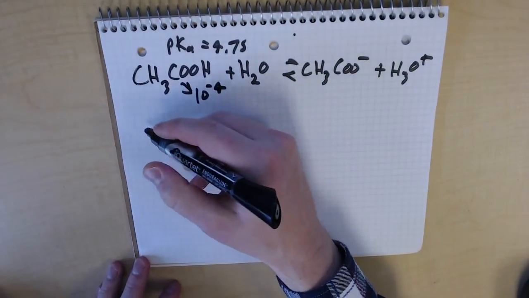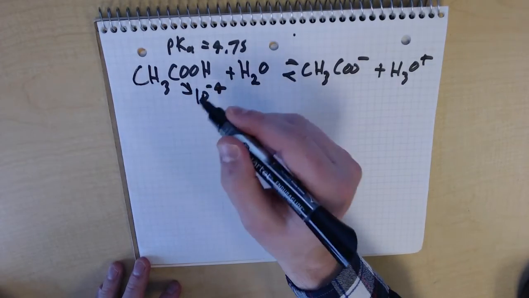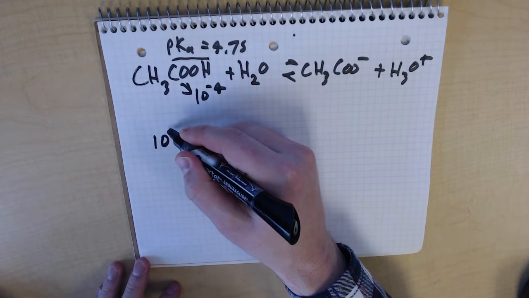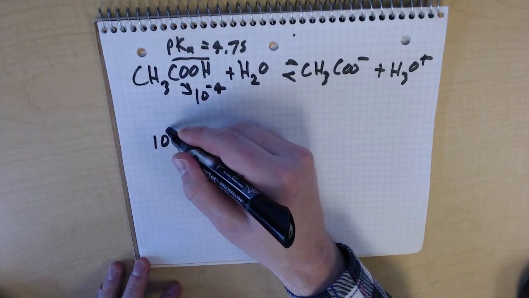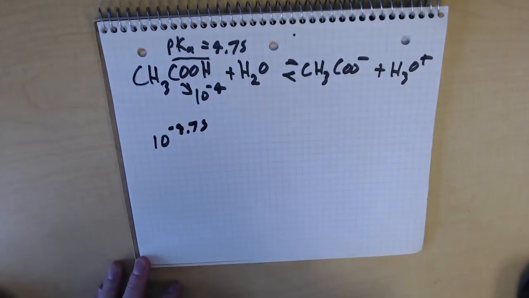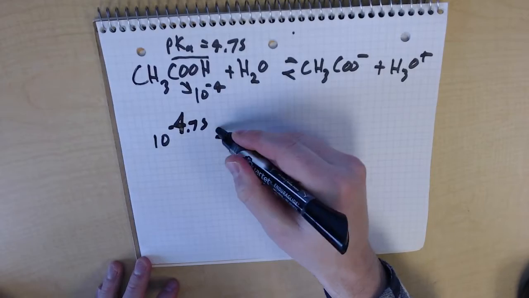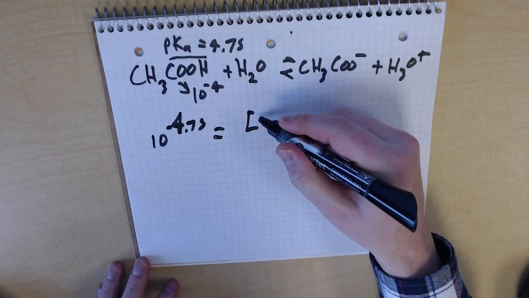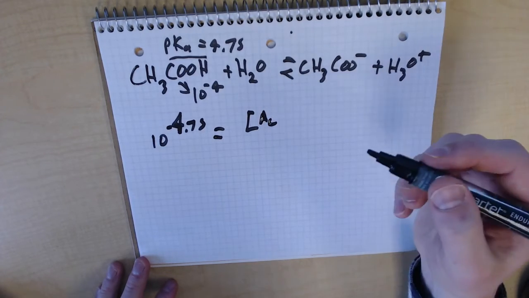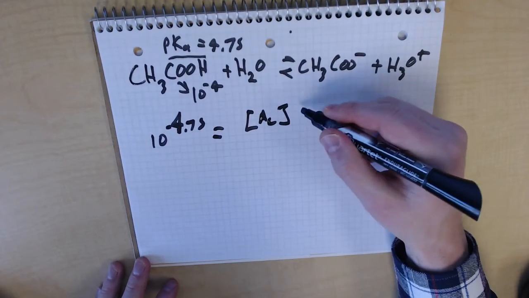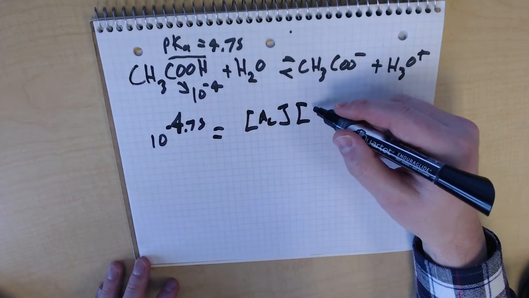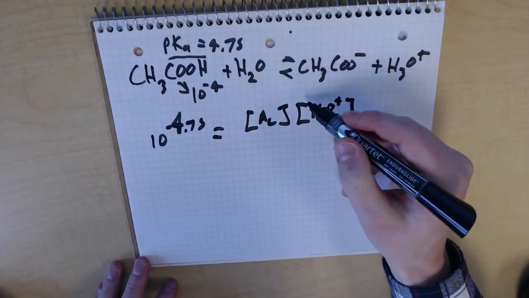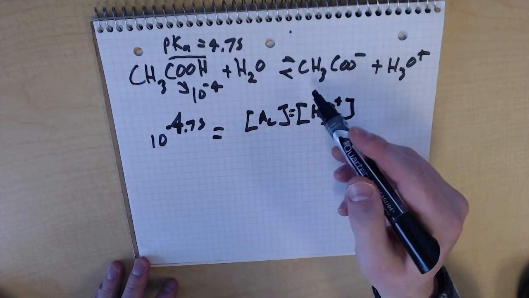Okay, and so now we are just going to plug those into our Ka values. So again, pKa is just the log, so we're going to raise that to the 10th power to get the actual Ka. So that's 10 to the negative 4.75. That equals the concentration of acetate, which we don't know. So I'll abbreviate that as AC for acetate. And then the concentration of hydrogen ions, which again we don't know.